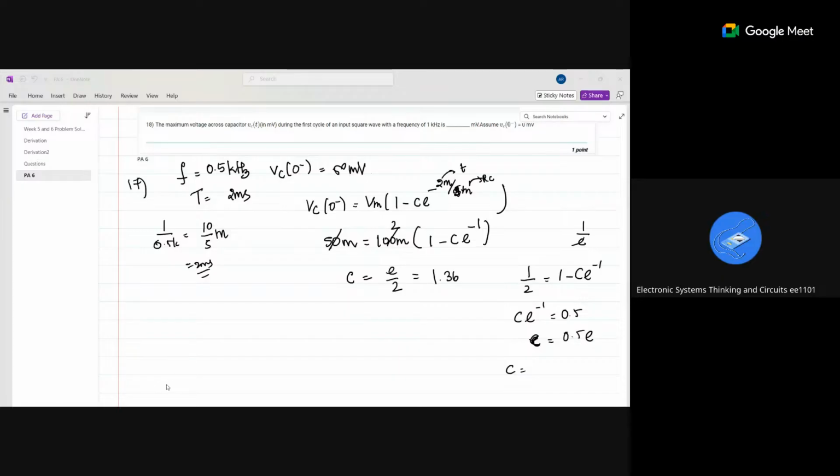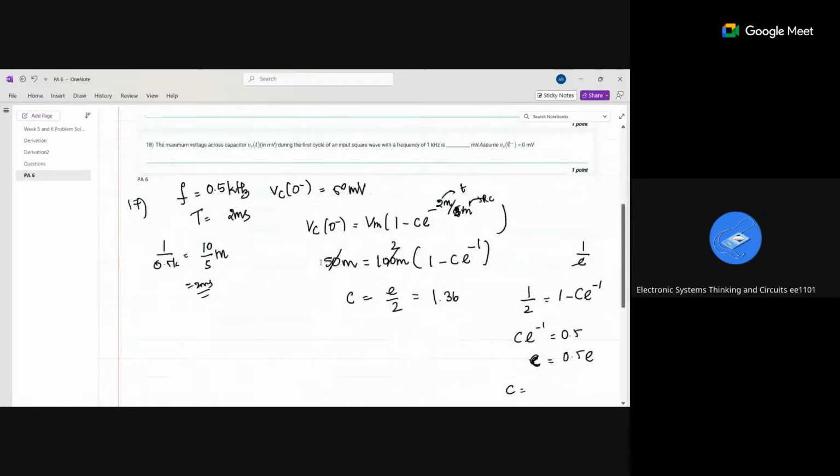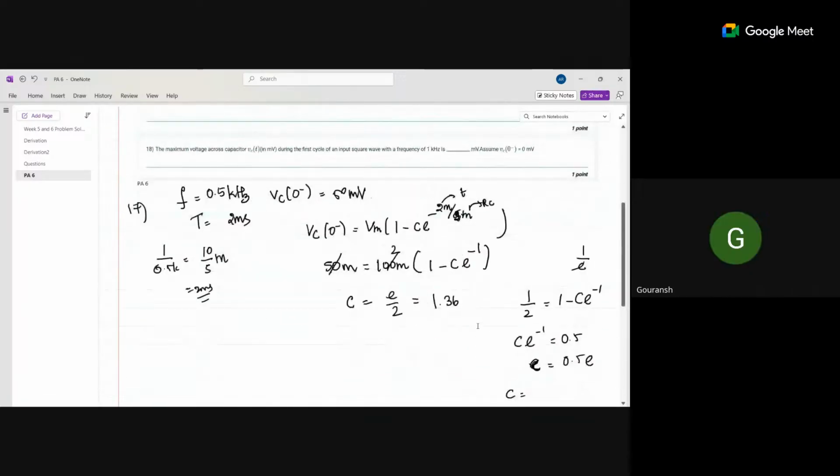So, what did you get for the C value? Because I took the anti-log of 0.5, I got 1.36. Yeah, I took out 1.36. Wait. So the next step we will be finding Vc of t, right? Applying the C value.